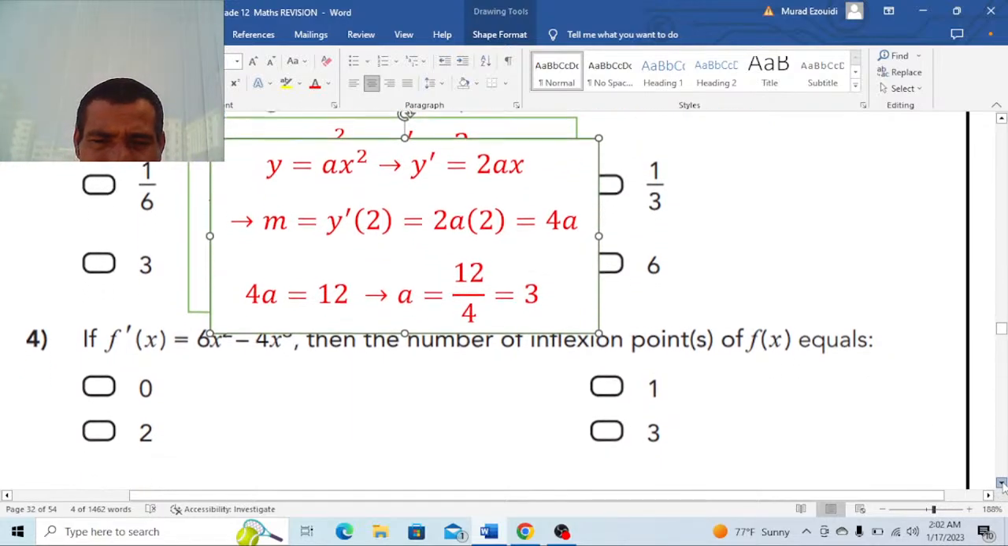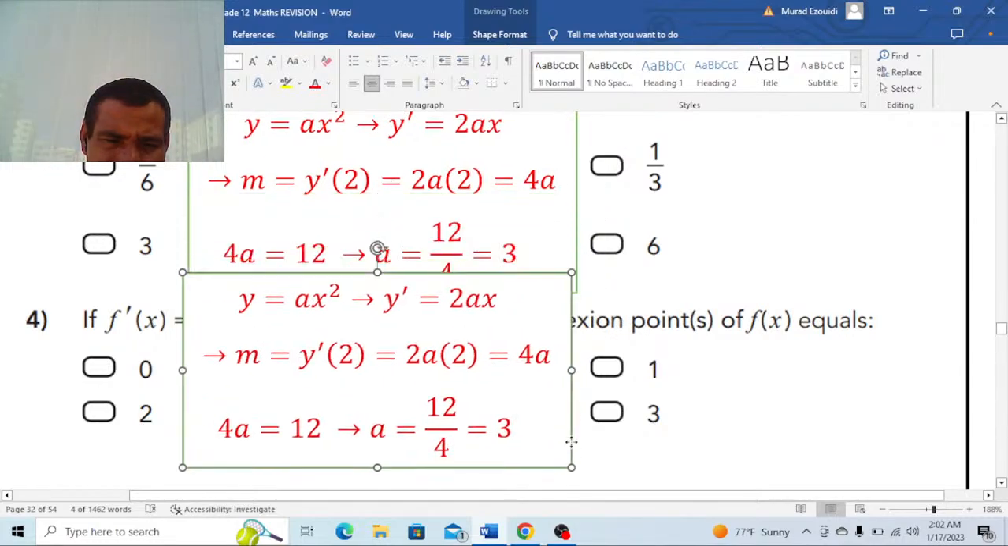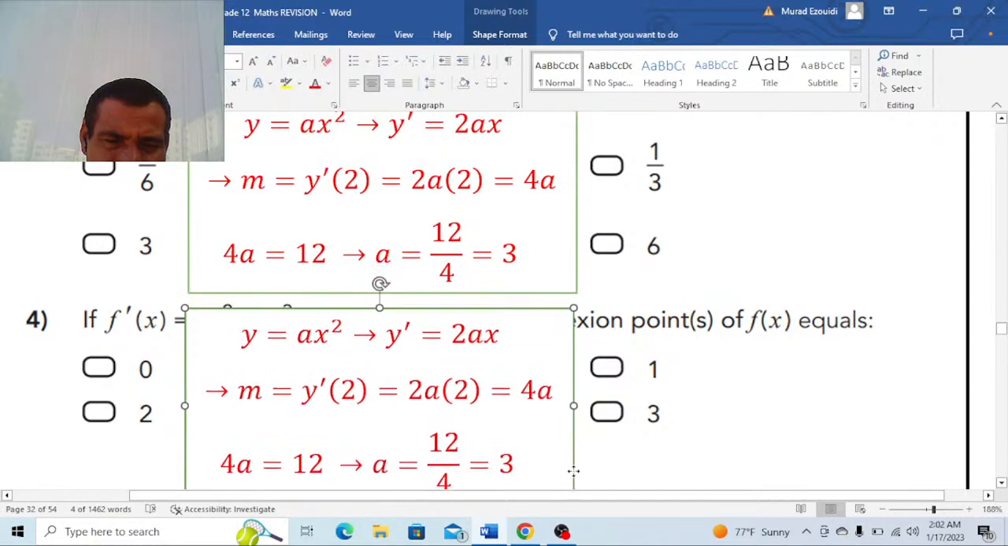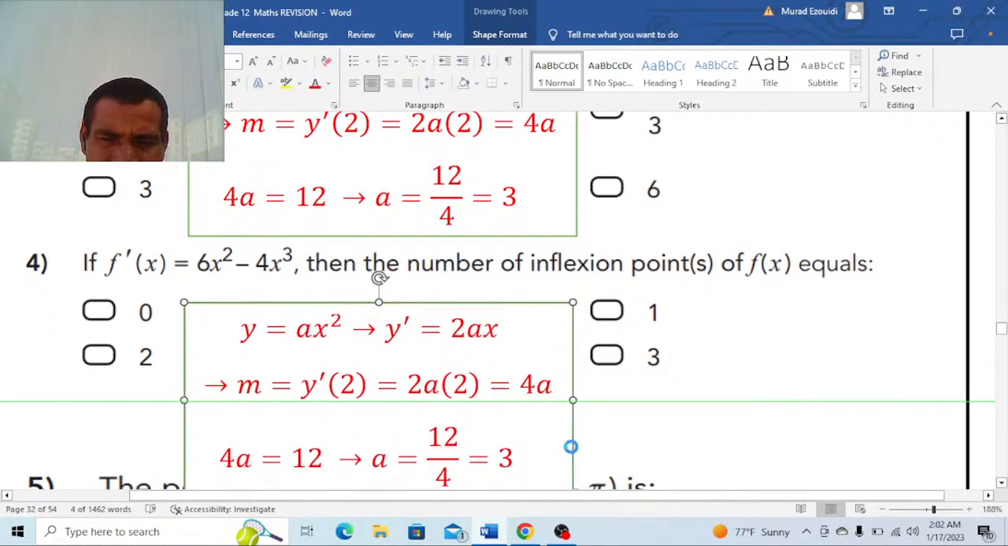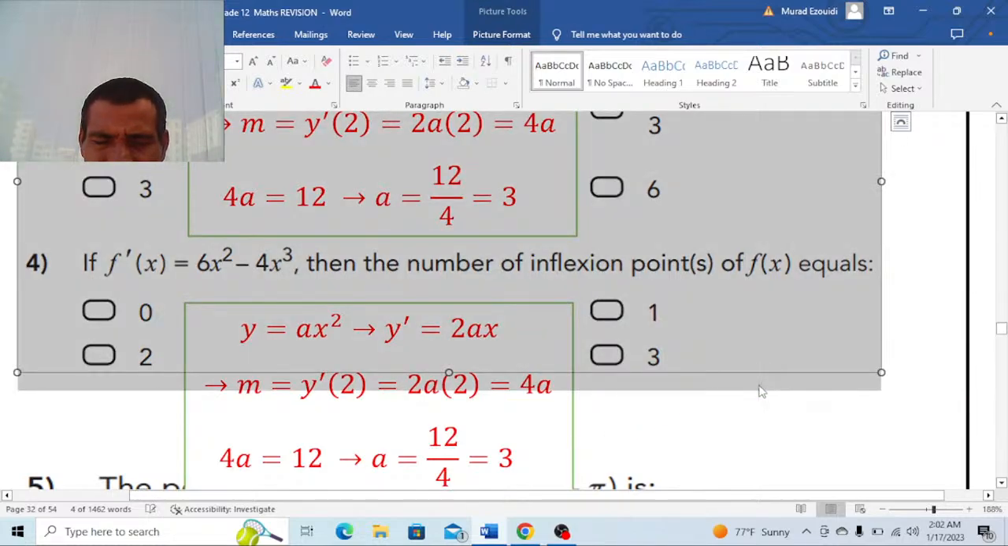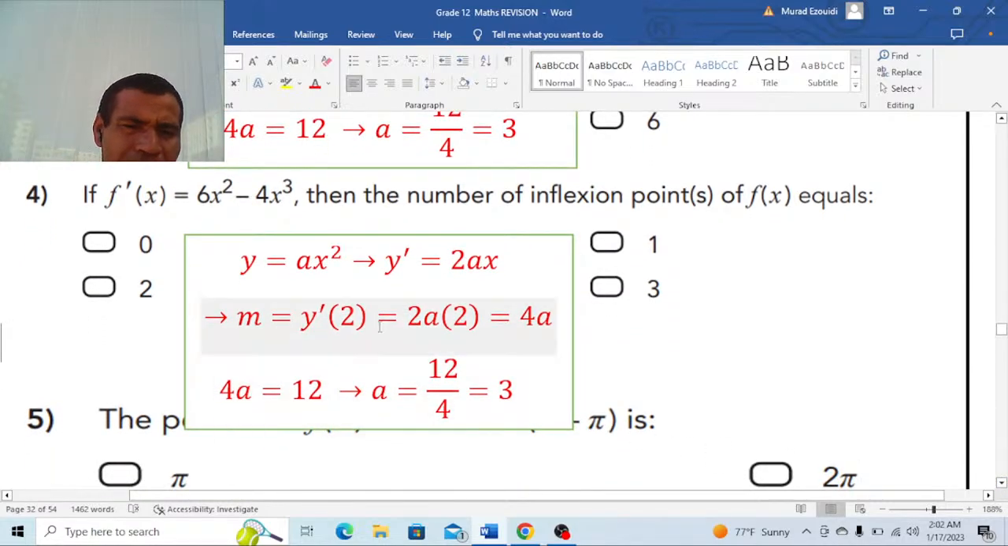This is the correction of questions that were in the final exam for previous years. Now learners, I will start solving question number 2. I will just set y dash equals 0.